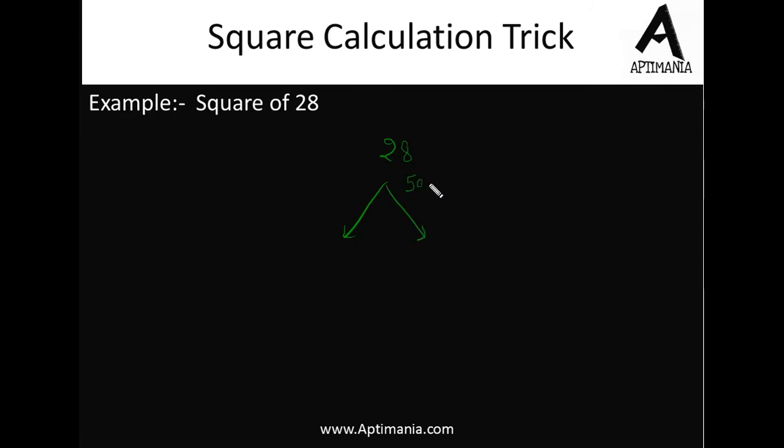28, again the difference of 28 from 50 is 22 and the square of 22 is 484. So we'll write 484. We'll keep these 2 digits. We'll carry forward 4. Now 28 minus 22 is 6. We'll divide it by 2. That will make it 3. Now 3 and this 4 make it 7 and 84 as it is. That is 784, our answer.